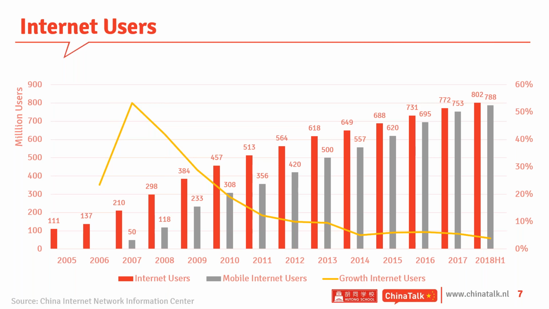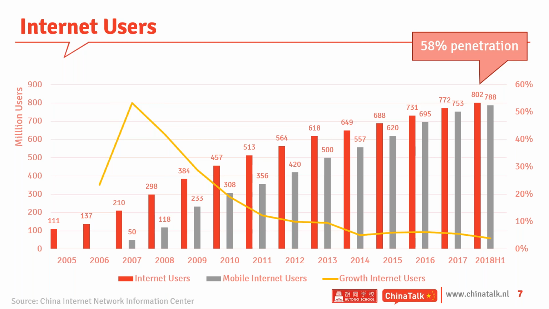What we also see, and that's the yellow line, is that the growth of the number of internet users has decreased. Where it used to grow very fast, it only grows about 4% in recent years. This is mainly because most of the people in the cities are online, but there's still a lot of people that are offline, especially in rural areas. As such, if you look at this figure, only about 58% of the total people in China are currently online, because there are like 1.3 to 1.4 billion people in China. So there's still a big gap to get the total population online.